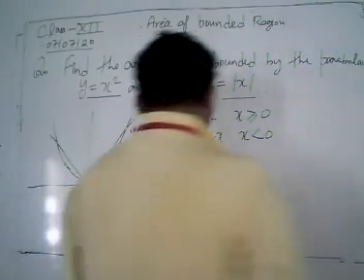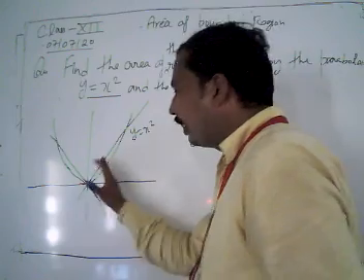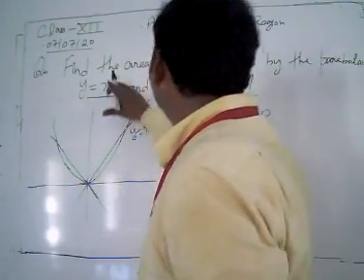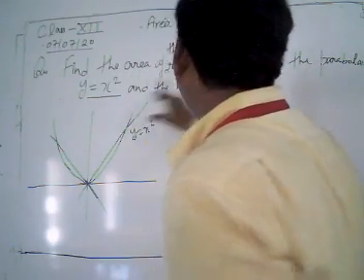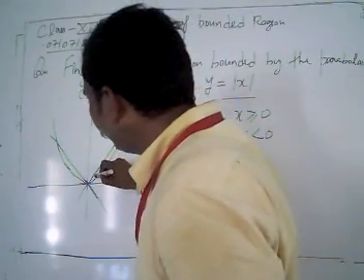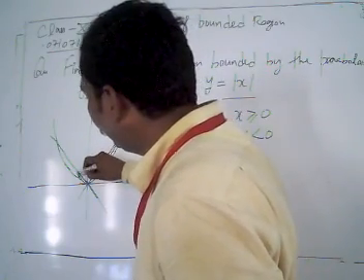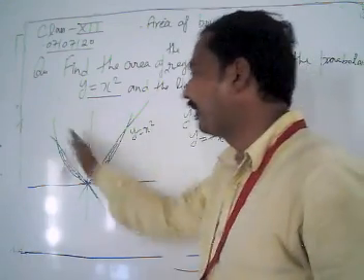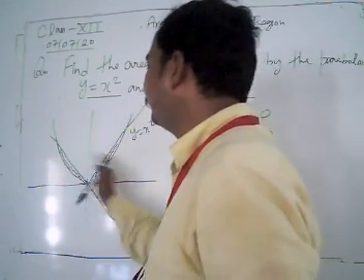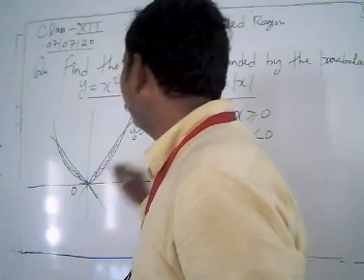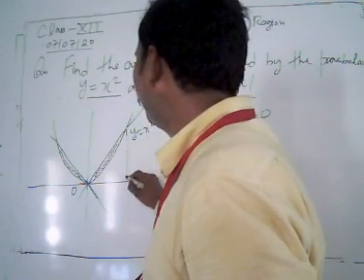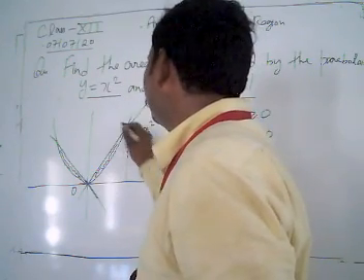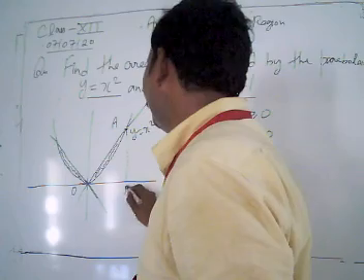Now look, since our parabola is symmetric about the y axis, we have to find the area of the region bounded by the parabola and the line. That means we have to find this region and this region, and both regions are symmetric to each other because the parabola and the lines are symmetric. First of all, we have to find this intersection point. Suppose it's B.